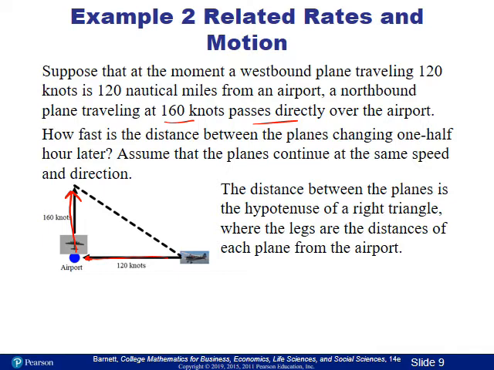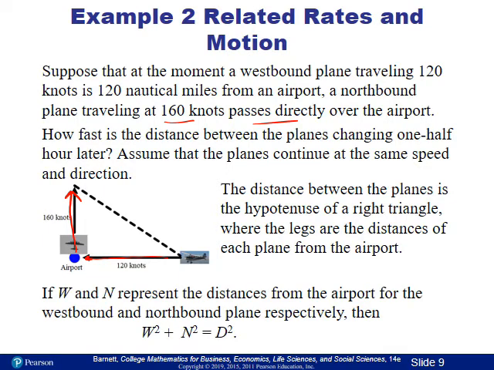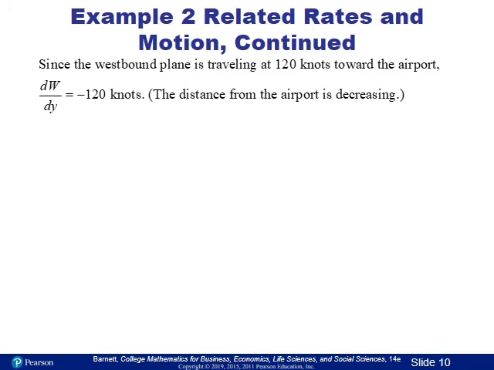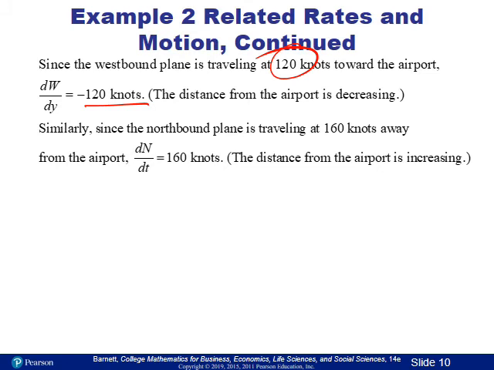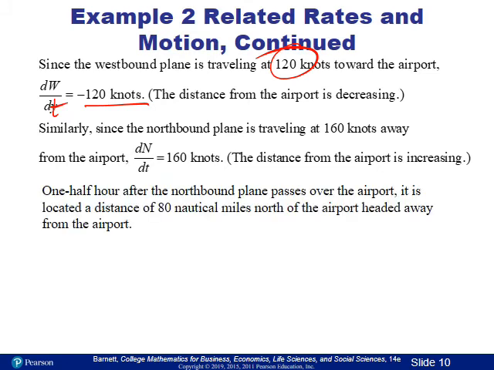So in this way, if W and N represent the distance from the airport of the westbound and northbound plane respectively, then this is the equation: W squared plus N squared equals the distance between them squared. And since the westbound plane is traveling 120 knots, dW/dt is 120, and dN/dt is 160.